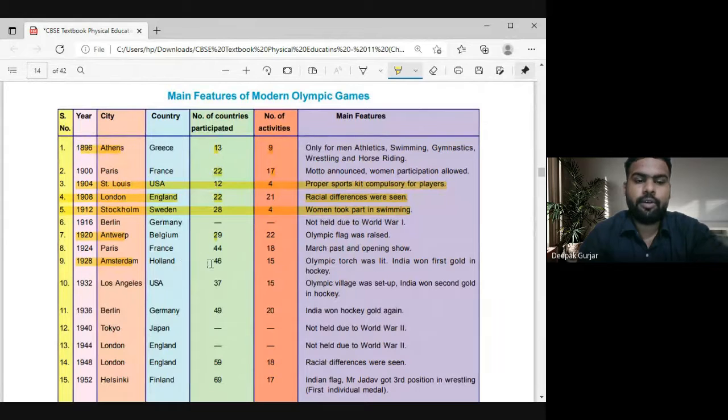If we talk about 1928, it was the Amsterdam Olympics, in Holland. At that time 46 countries participated, and 15 activities were there. In 1928, the Olympic torch was lit for the first time, and India won its first gold in hockey, right? So when was the Olympic torch ceremonially lit? It was in 1928, in the city of Amsterdam, in the country of Holland.